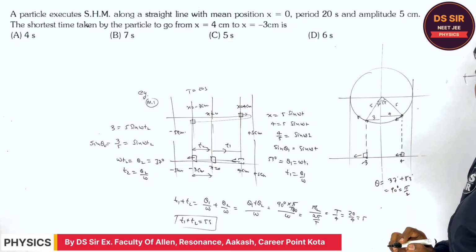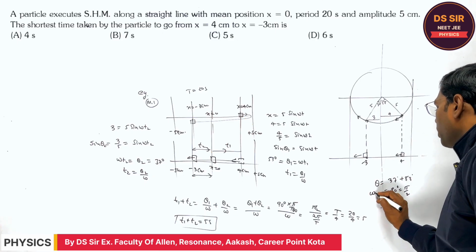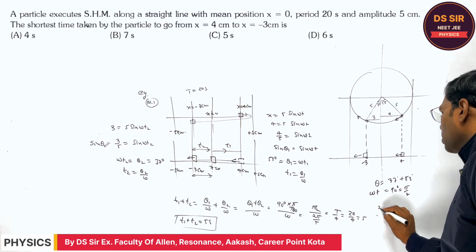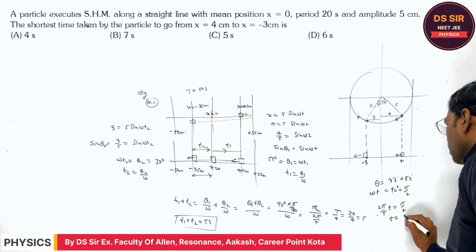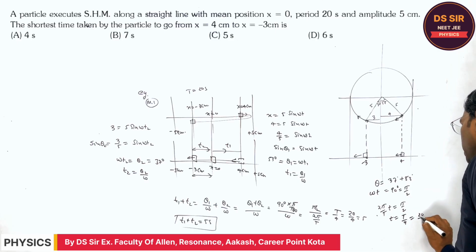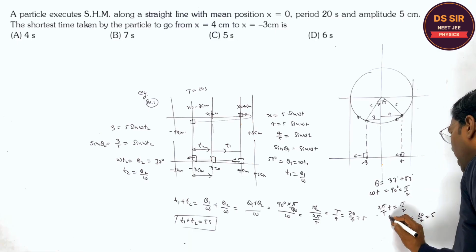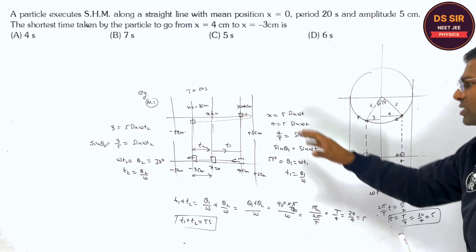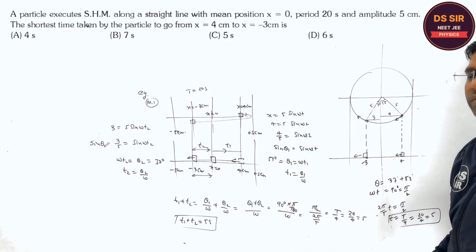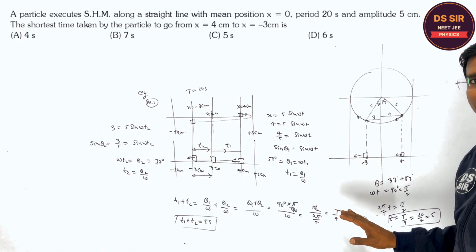And theta is equal to omega t. Omega is 2 pi by T, into t is equal to pi by 2. So t is equal to T by 4. The answer is 20 upon 4, which is equal to 5 seconds. It is easier than finding all these values. Are you getting or not?